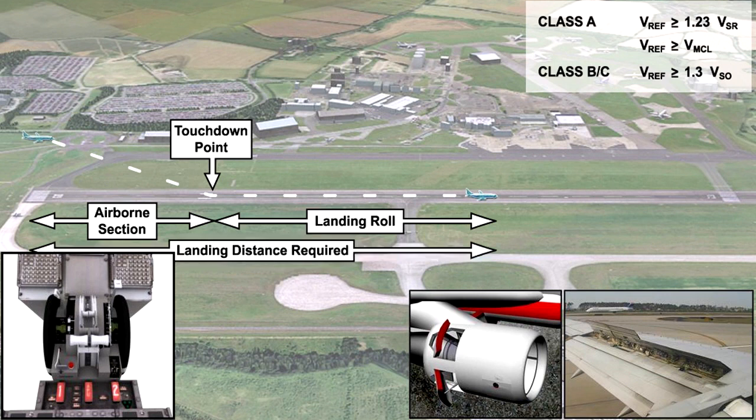The combined length of the airborne section and the ground run or landing roll is known as the landing distance required. Pilots need to make sure that the landing distance required does not exceed the available landing distance.